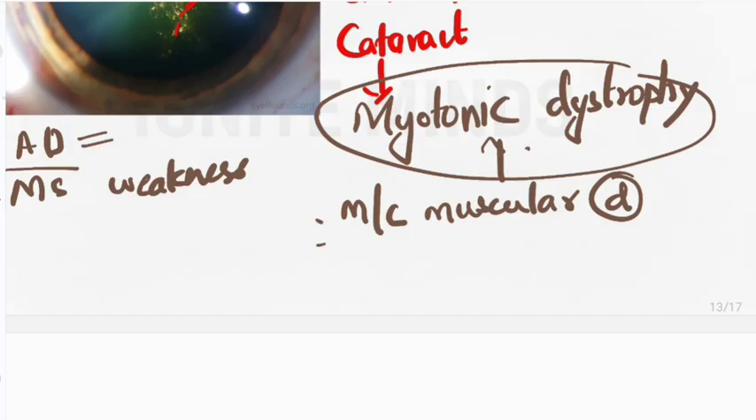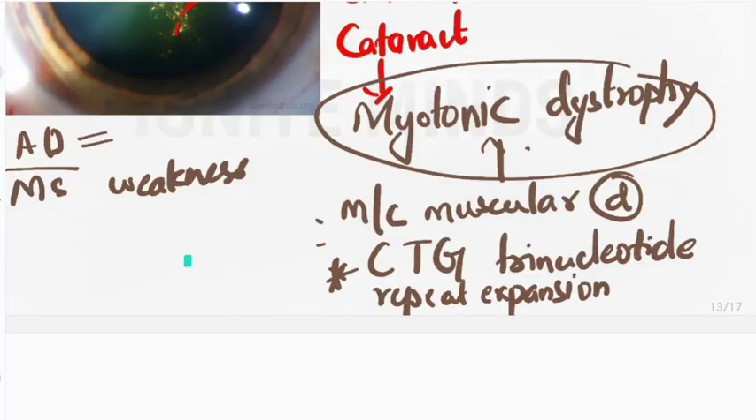Why does myotonic dystrophy occur? What is the genetic defect if they ask you? One second, what is the genetic defect? You're going to say CTG trinucleotide repeat expansion. Okay, so you have to learn this, very important.